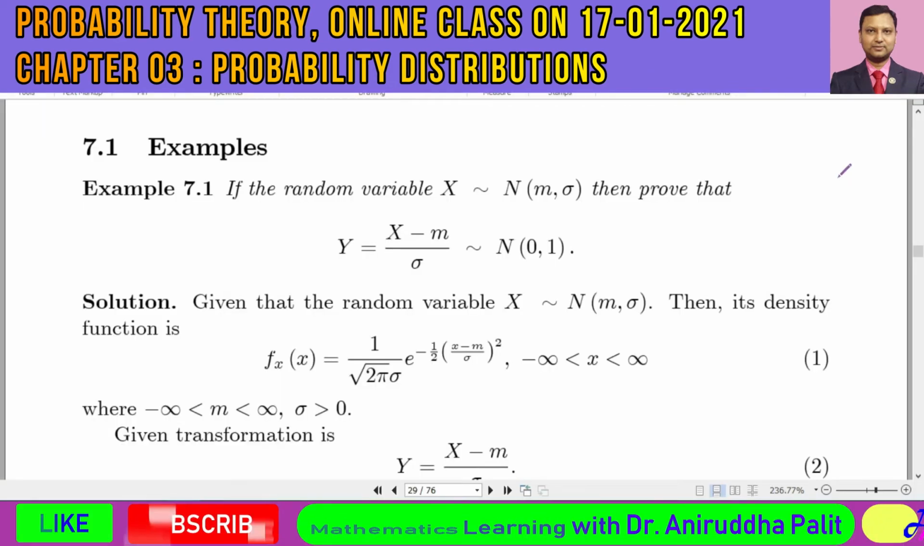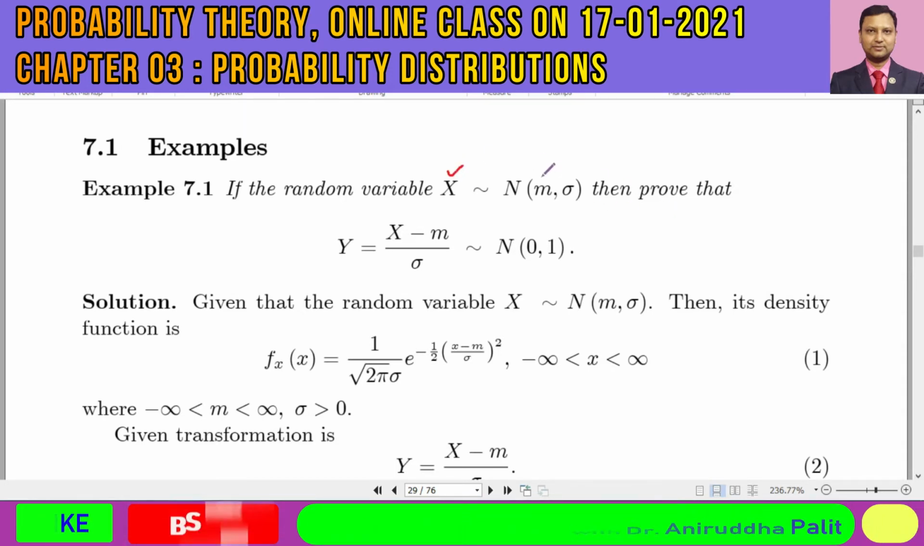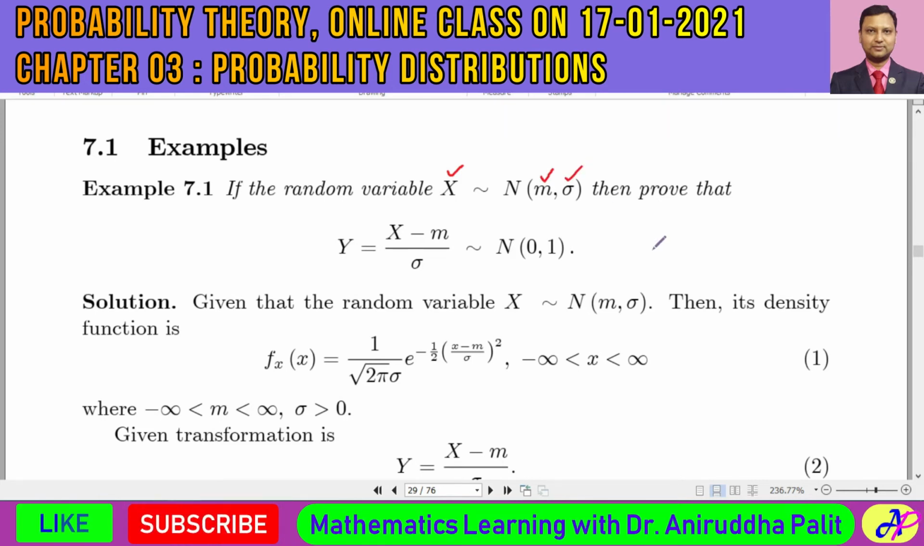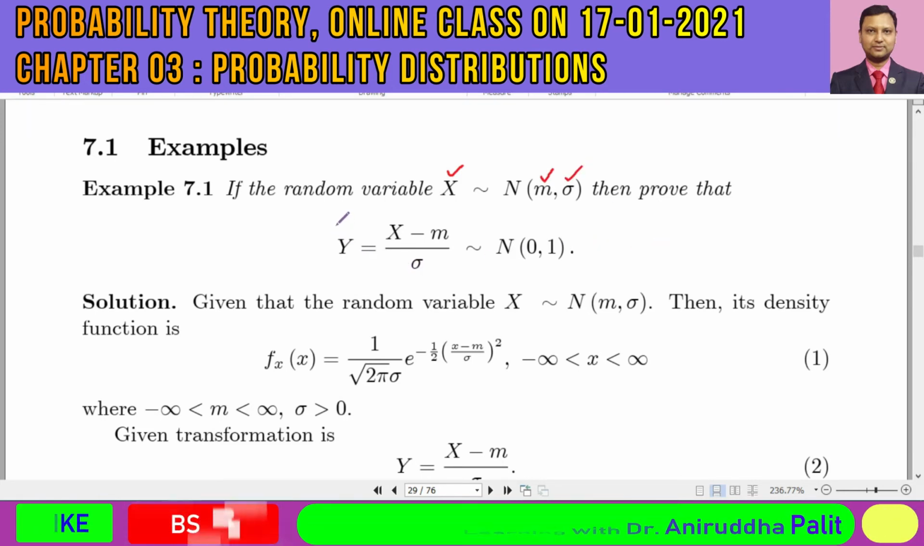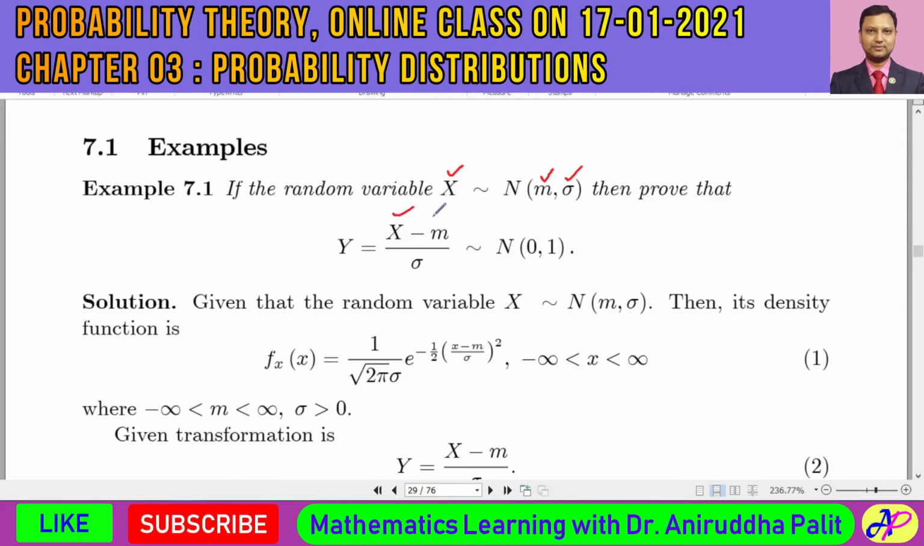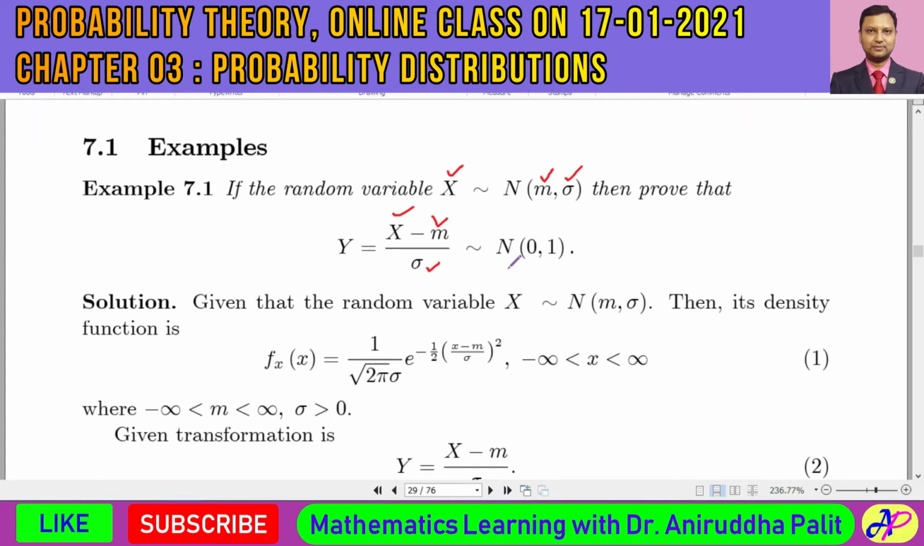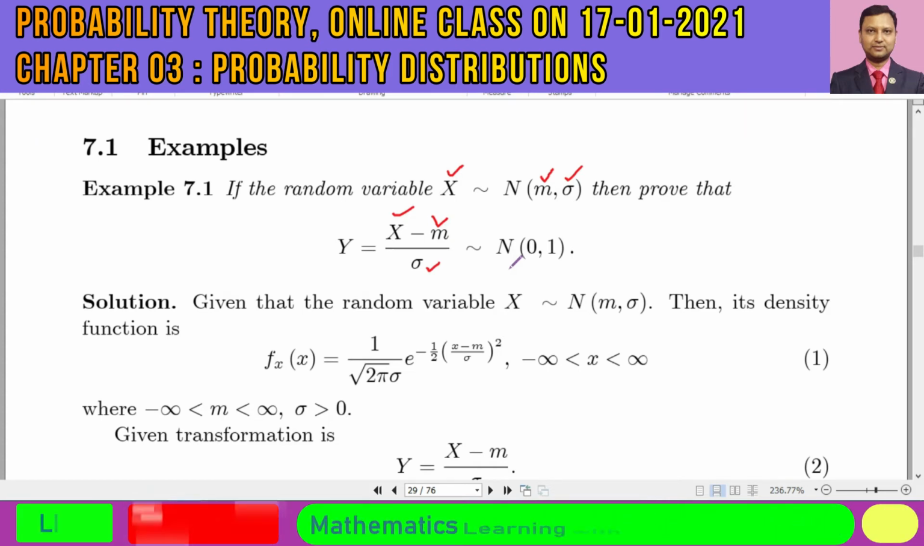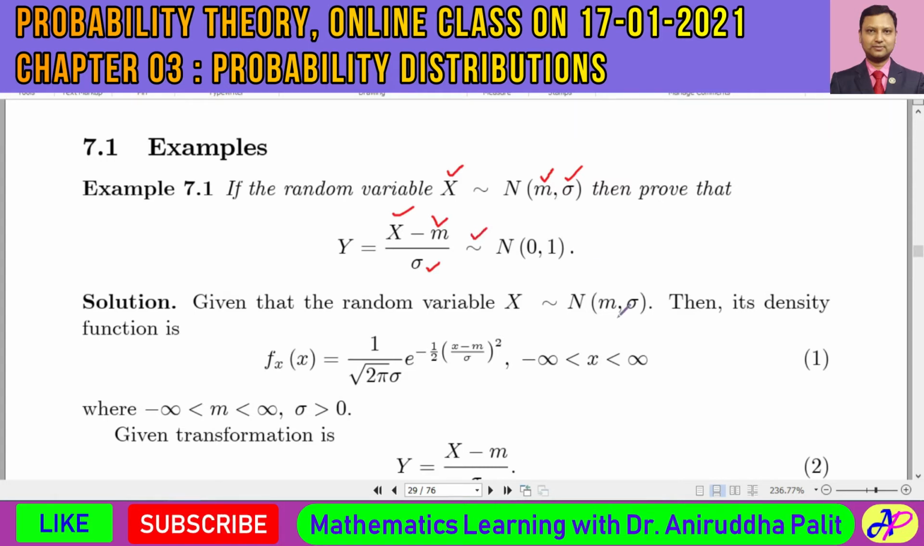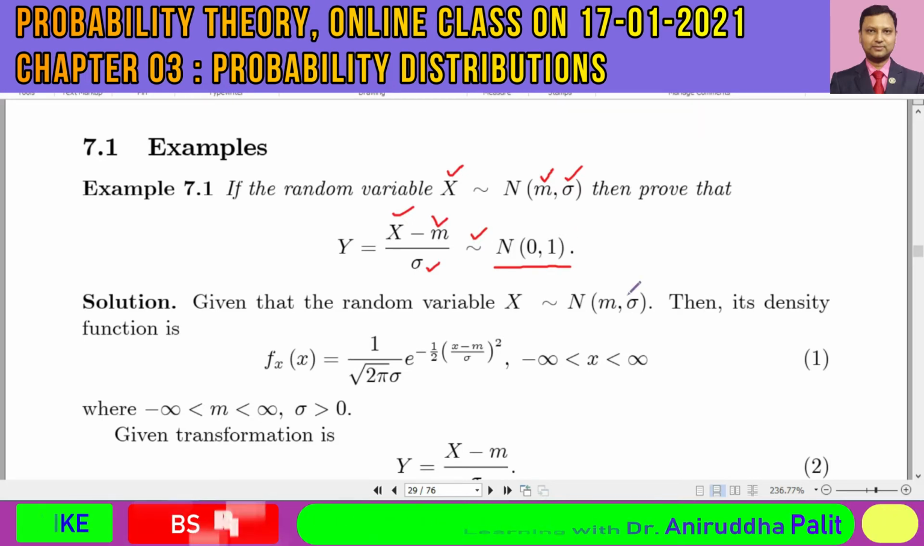The first problem says that if x is a normal variate with parameters m and sigma, then with this kind of transformation, y is equal to (x minus m) divided by sigma, this y would follow a standard normal distribution. This is the symbol that y follows a distribution. And what kind of distribution? The distribution given by N(0,1), that means 0 is the mean and 1 is the standard deviation of the distribution. This kind of distribution is called the standard normal distribution.